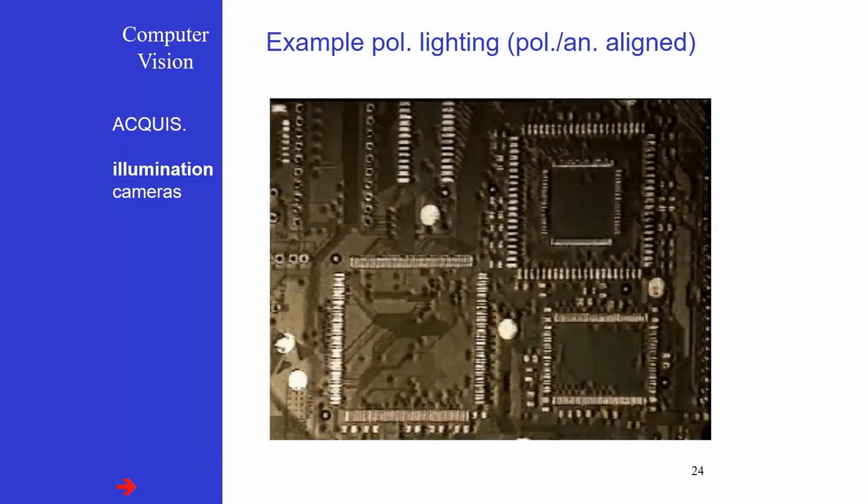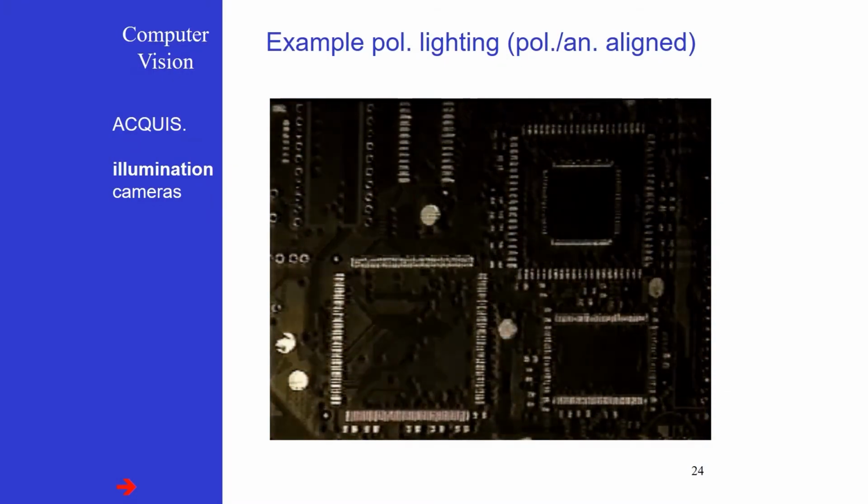So here we go, introducing polarization, and the problem becomes so much easier now. All the metal being bright and the dielectric, or the PCB board in this case, becoming dark.